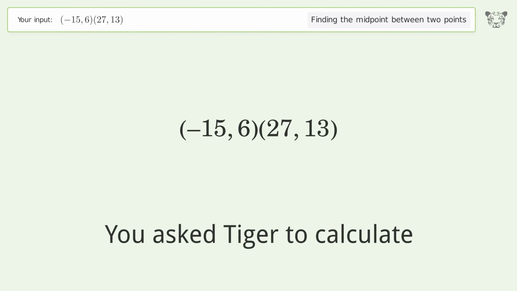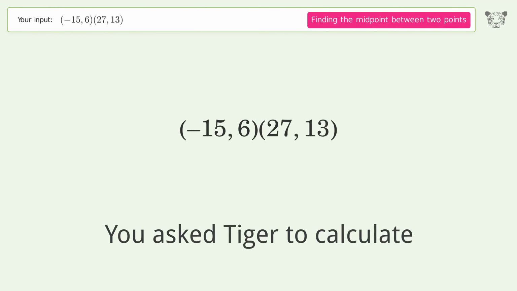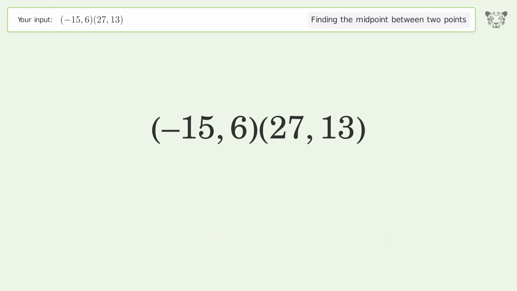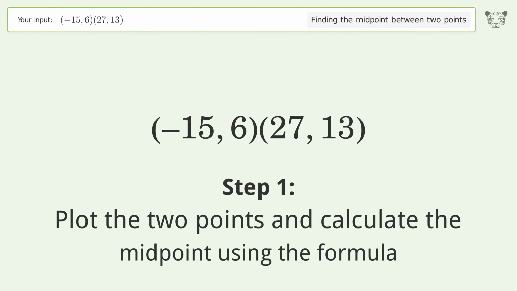You ask Tiger to calculate. This deals with finding the midpoint between 2 points. The midpoint between the 2 points is 6, 9.5. Let's solve it step by step. Plot the 2 points and calculate the midpoint using the formula.